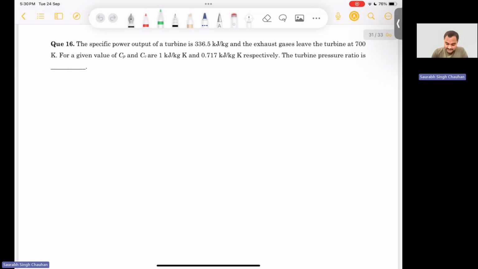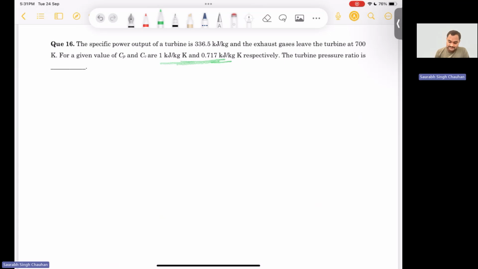Question number 16, it says the specific power output of a turbine is 336.5 kilojoule per kg, and the exhaust gases leave the turbine at 700 Kelvin. Okay, for a given value of Cp and Cv. Okay, these are the Cp and Cv values. We have to find the turbine pressure ratio. Okay.